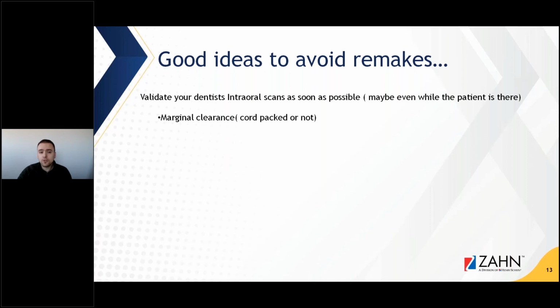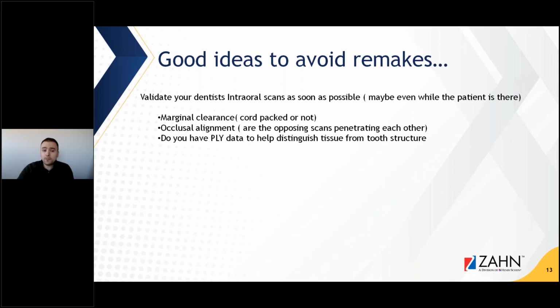Next one is marginal clearance, whether you pack in the cord or not, right? A lot of intraoral scans now are coming in without the cord packed, and we have to do a lot of trickery to decipher where the margin is. So we're going to go over a little bit about what that means and how that looks, and then what to look out for in occlusal alignment scans when you receive them, how to recognize what's acceptable in terms of misalignment, and how to compensate for some of that misalignment.